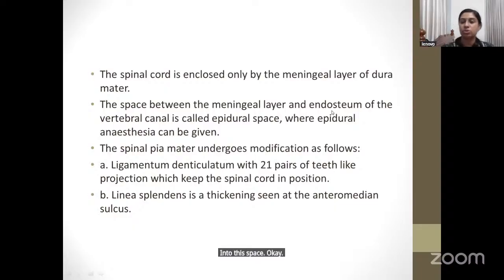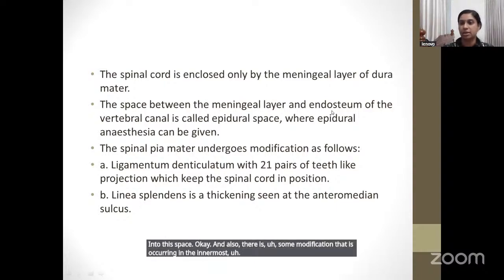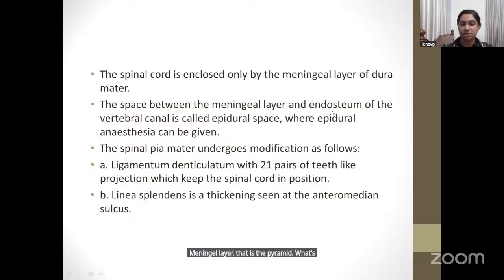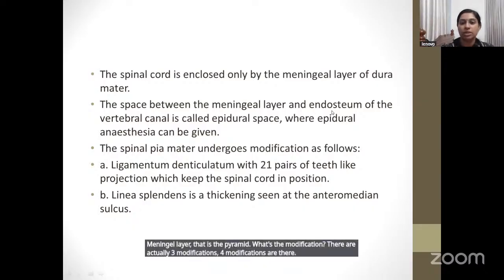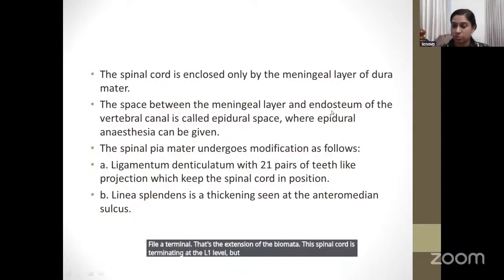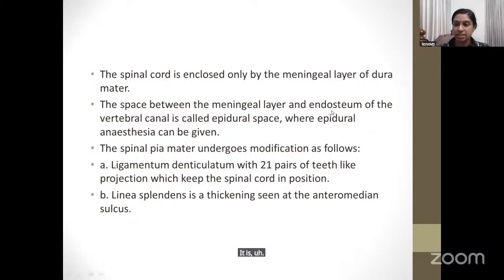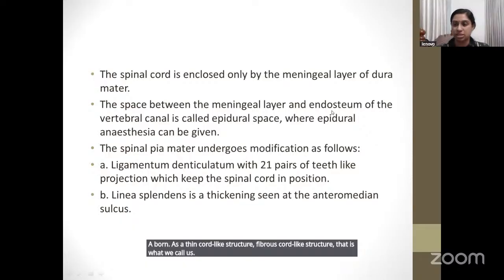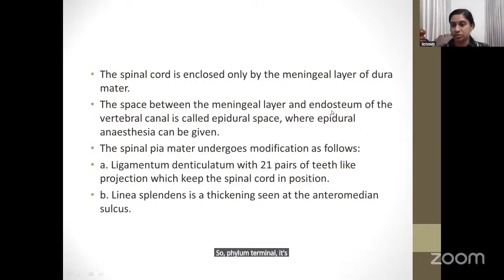Also, there are some modifications occurring in the innermost meningeal layer, the pia mater. There are actually 4 modifications. One we have already mentioned, the filum terminale, which is an extension of the pia mater. The spinal cord terminates at the L1 level, but the pia mater does not. The pia mater is in close association with the spinal cord, but it extends to the coccygeal bone as a thin, fibrous cord-like structure. That is what we call the filum terminale, a modification of the pia mater.